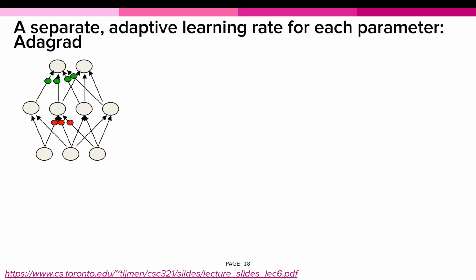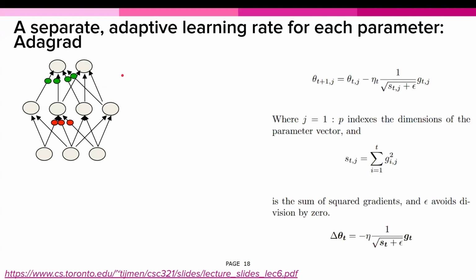AdaGrad addresses this by automatically scaling the learning rate individually for each weight. Specifically, in AdaGrad, the update rule for the j-th parameter at time step t involves dividing the gradient of that parameter by the square root of this sum s_t and epsilon. This epsilon is just a small constant to avoid numerical stability issues associated with division by 0. But s_t is the sum of past squared gradients, all past squared gradients.